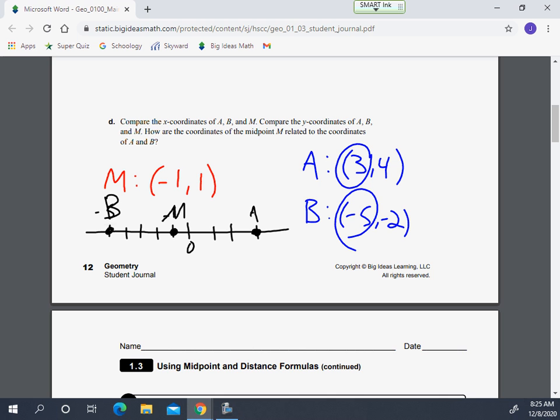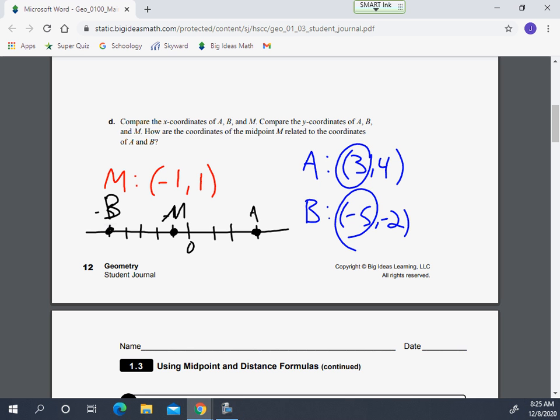Actually, let me tell you this. The middle point is the average of the two, correct? The middle point of any two points should be the average. So let's say you get 90% on your test, and your friend gets 70% on their test. What's the midpoint between you two? Well, the midpoint would be between 90 and 70, which is 80.